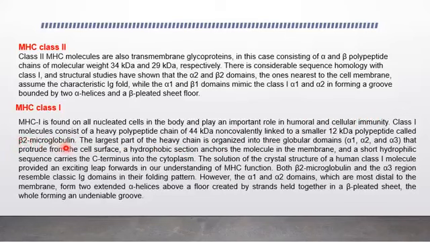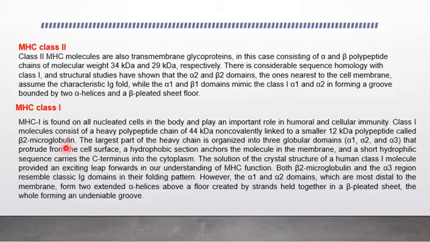So the difference between the MHC class 1 and the MHC class 2 is that the MHC class 2 is found on professional antigen presenting cells, which are dendritic cells, macrophage and the B cells. But the MHC class 1 is found on all nucleated cells.